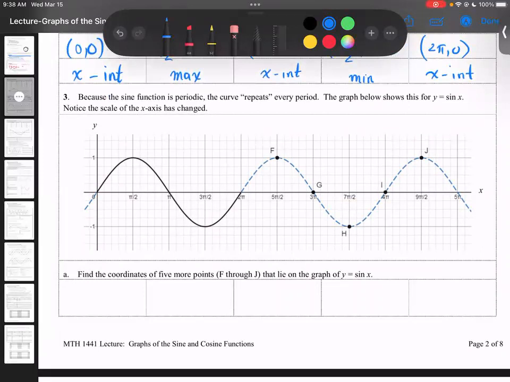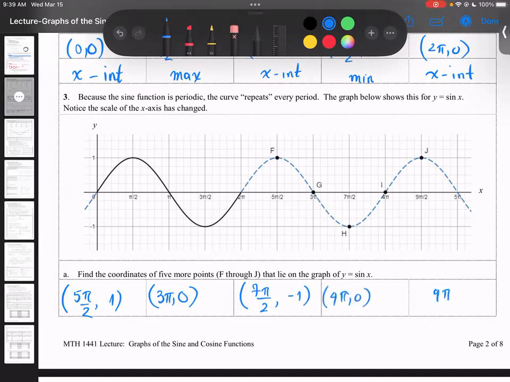For example, the point F. Can someone tell me the coordinate of F? Yeah, so you got it, right? And G will be 3 pi comma 0. That will be your x-intercept, right? And H is 7 pi over 2 comma negative 1, 4 pi comma 0, and J is 9 pi over 2 comma 1. You can see it's the pattern, right?